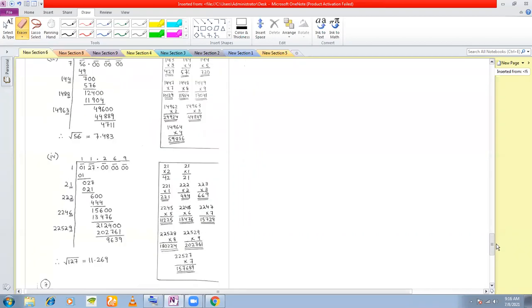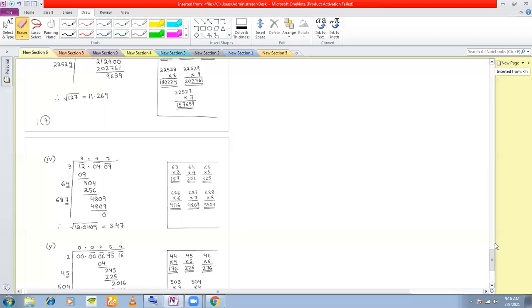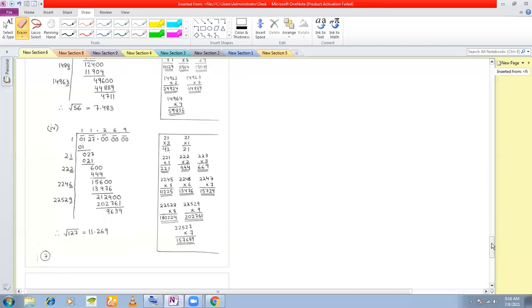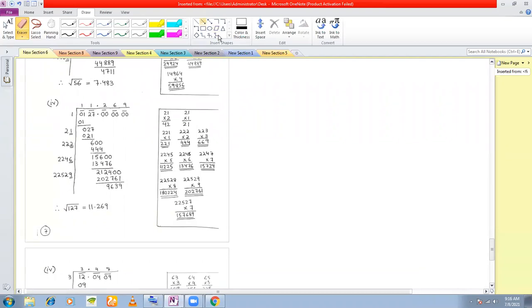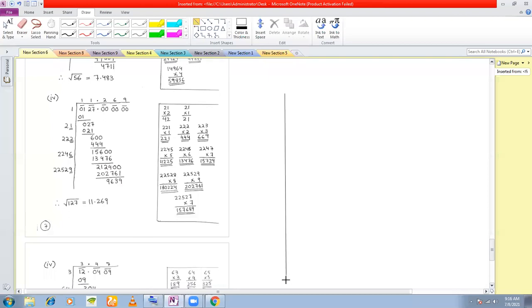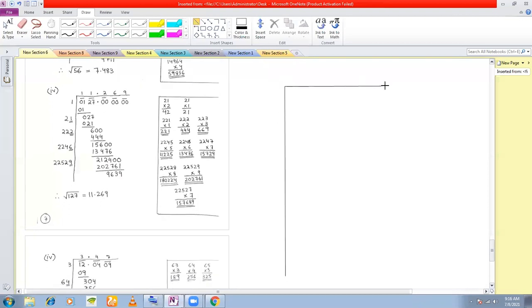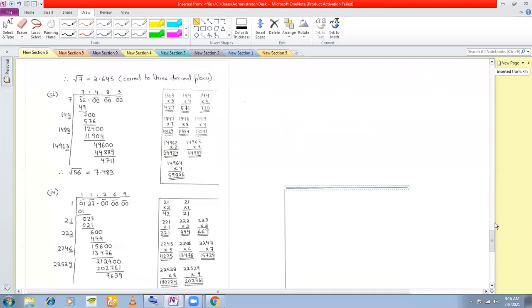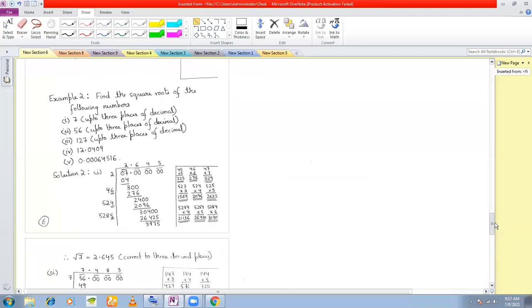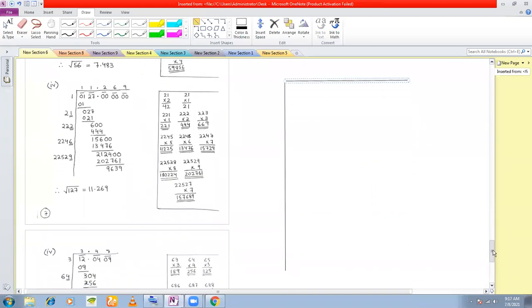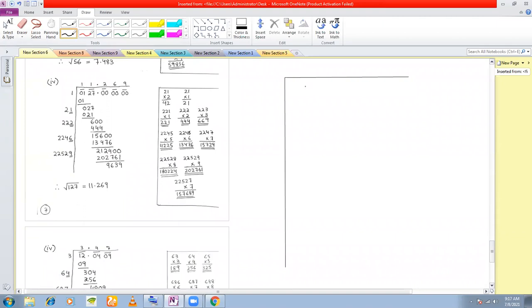Let us move to the next question, which is a 3-digit number this time. Here you have to find up till how many decimal places. That is what you have to keep an eye on. Again, 127, you have to find up till 3 places of decimal. So let's write 127 here, and then put a decimal. Because you have to find till 3 places of decimals, take 3 pairs of zeros.